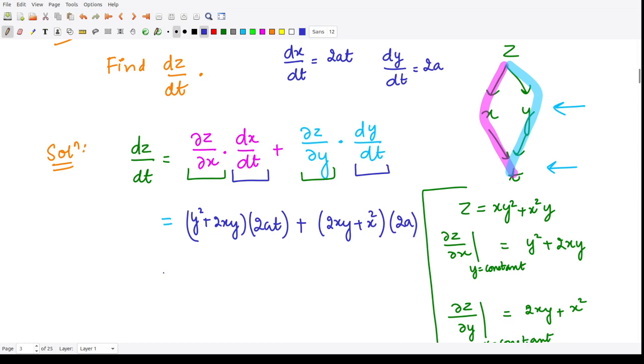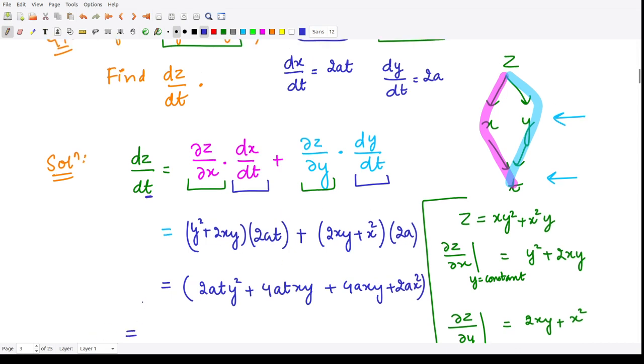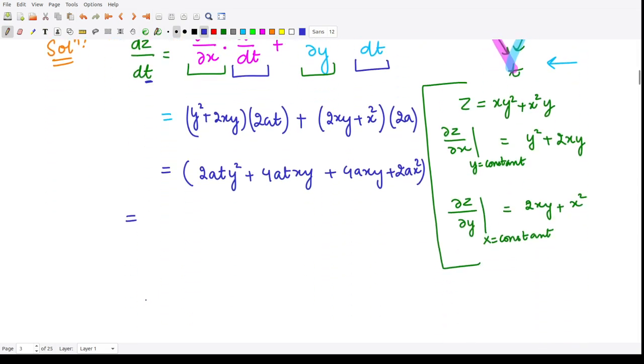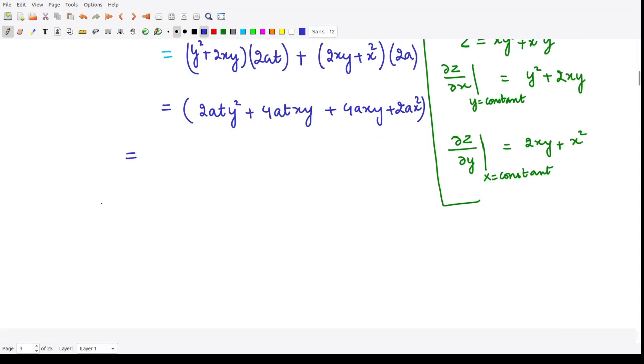So now we can simplify this term. So we would finally have the answer as 2aty square plus 4atxy plus 4axy plus 2ax square. Now because the answer is required in terms of t, we can substitute the values of x and y. The value of x is given to be at square and the value of y is given to be 2at. So we can substitute these values.